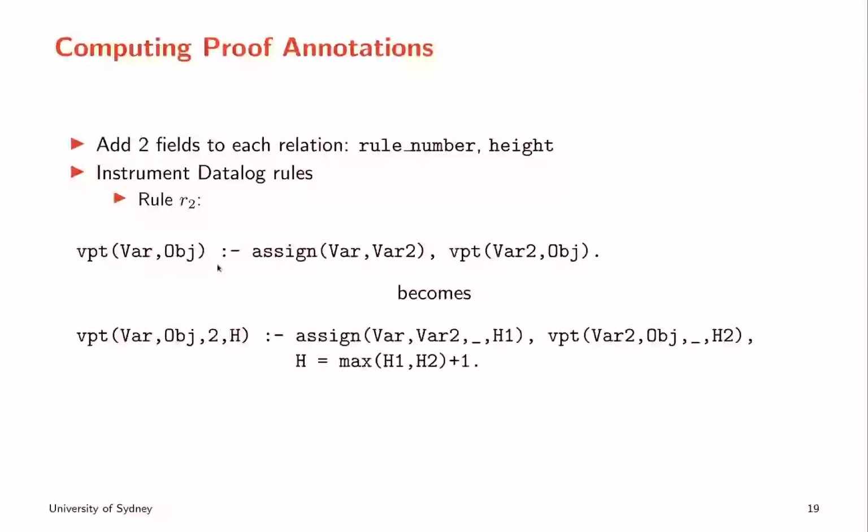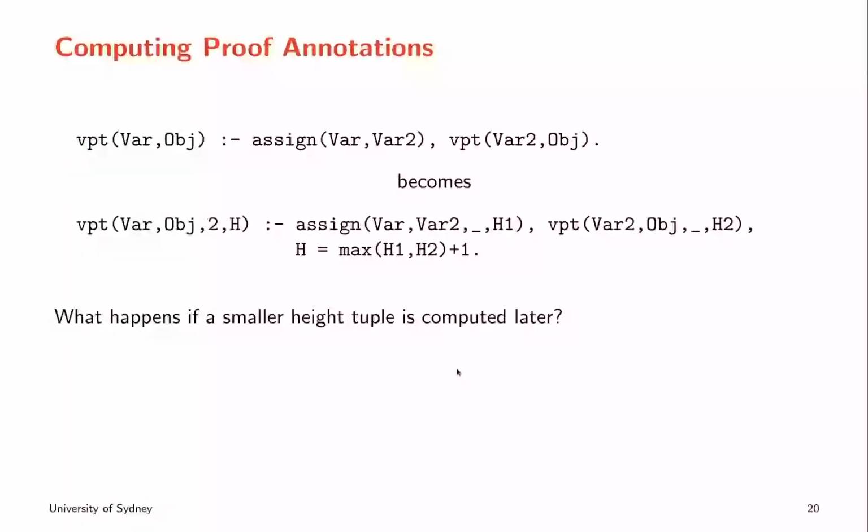We instrument this rule to become this. The 2 here is just a constant that says this is rule R2. And the h here represents the height of this tuple. The height is computed by the max of h1, which is the height of the first body tuple, and h2, which is the height of the second body tuple. So we take the max of the heights of the body and then add 1. Intuitively, every time we evaluate a Datalog rule, we add 1 level to the proof tree. So we take the smallest proof tree of the body and then we add 1 level to it. So this is max plus 1.